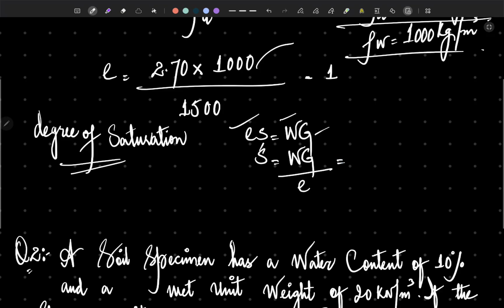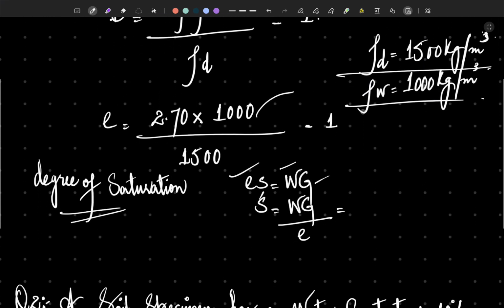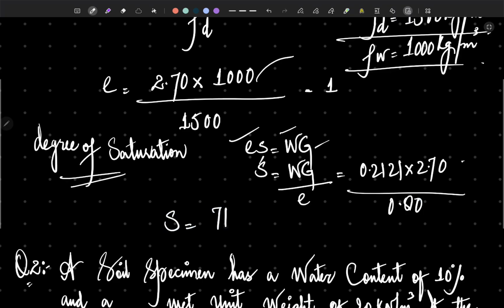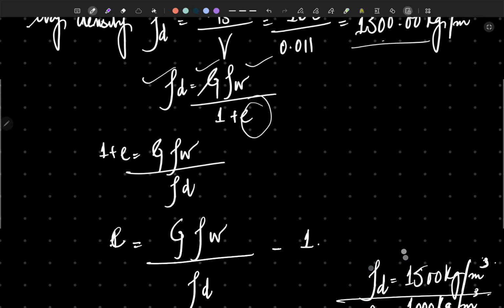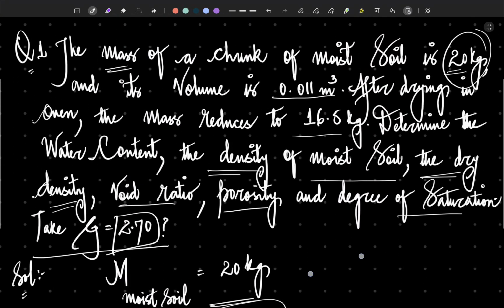w, the water content, we just found out 21.21%. Here we'll use it as a decimal, so it's 0.2121. Specific gravity given in the question is 2.70. Void ratio we just found out is 0.80. By calculations, my degree of saturation is 71.58%. So we completely solved this question. We found out the water content, the density of moist soil, or the bulk density. We found out the dry density, void ratio, porosity, and the degree of saturation as well.